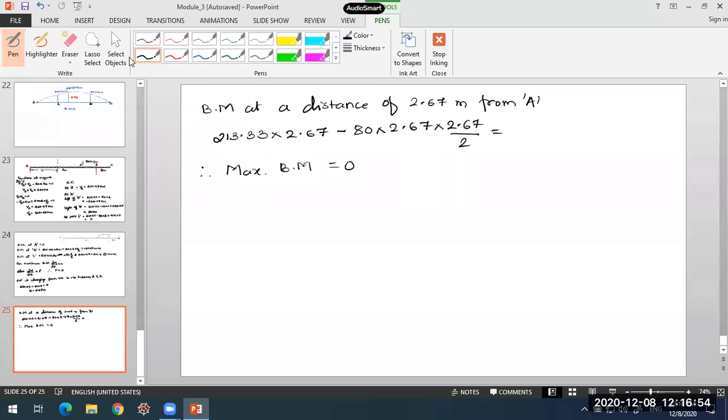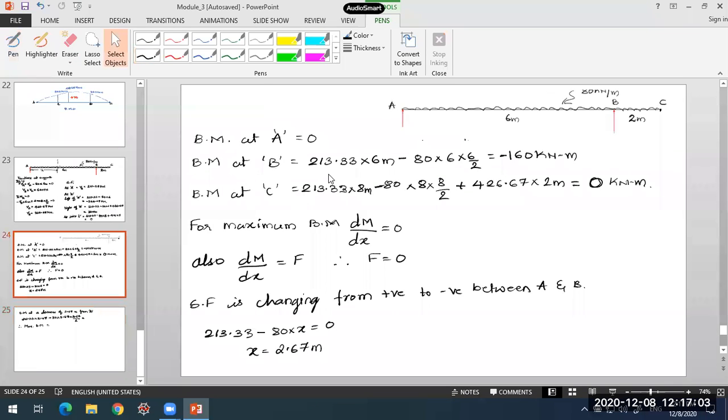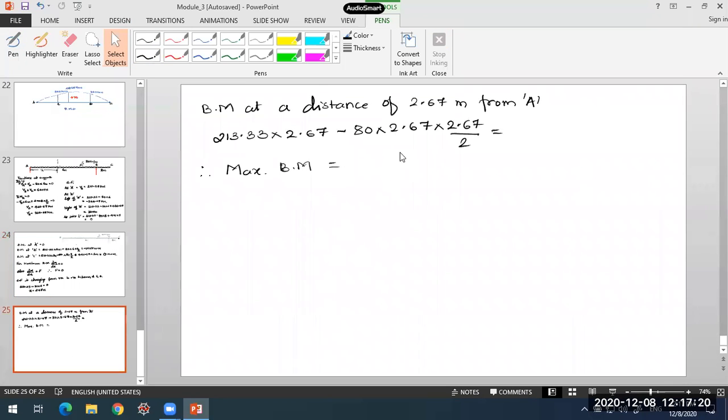So, okay, not why I wrote this 0. What is the maximum bending moment value? How much is that? This comes out to be 284.46 kilonewton meter. Okay, so this is the maximum bending moment, right?